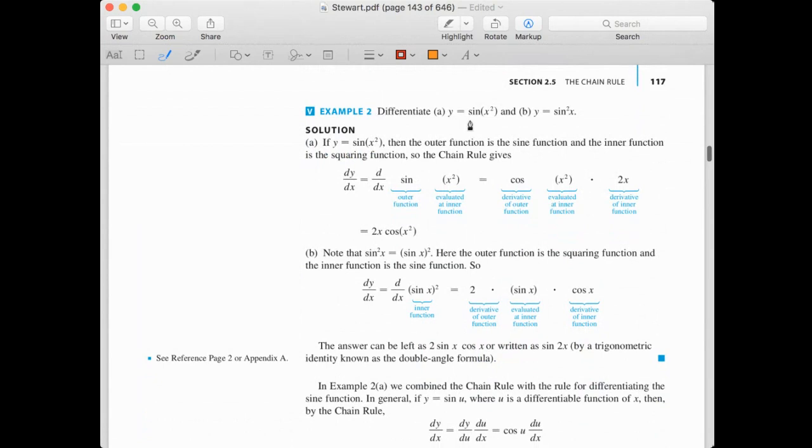So we have here y equals sine x squared, right? x squared is inside. So let's see this one. Let's try to write this as f of g, okay? So y equals, let's do the first one, sine x squared. Let's try to write y equals f of g. Then let's figure out what's f, what's g.